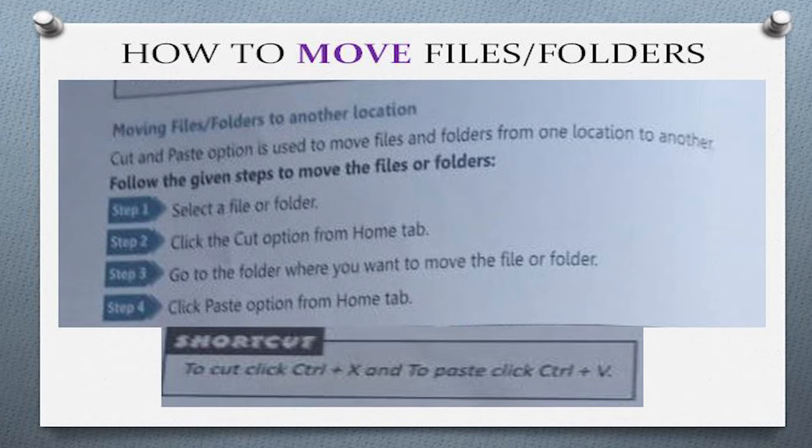Next one is how to move the files and folders. To move the files and folders, follow the below steps. First we need to select the file or folder, then click the cut option from the home tab. Then go to the folder where you want to move the file or folder. Then click the paste option from the home tab. The shortcut key is Ctrl+X to cut the folder. To paste the folder or file, the shortcut key is Ctrl+V.